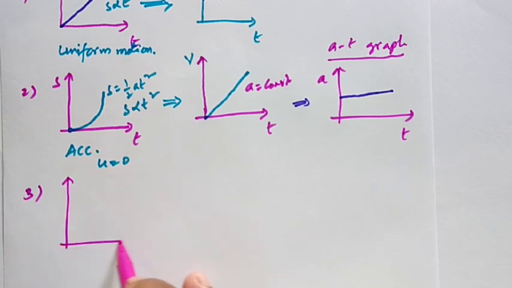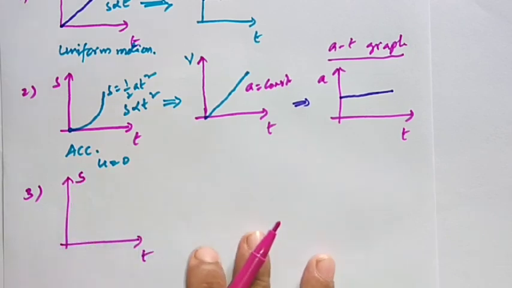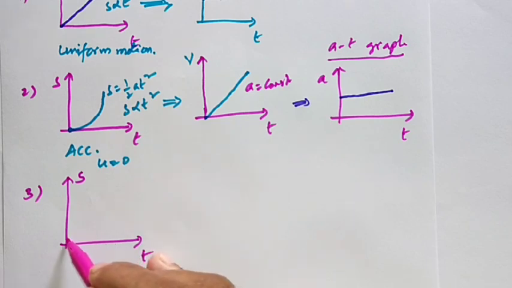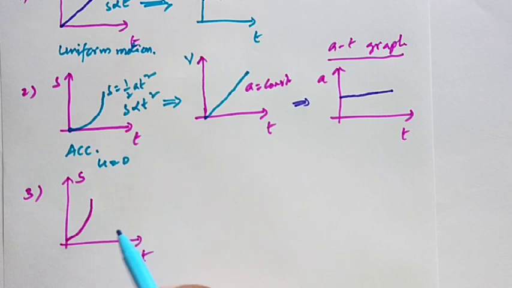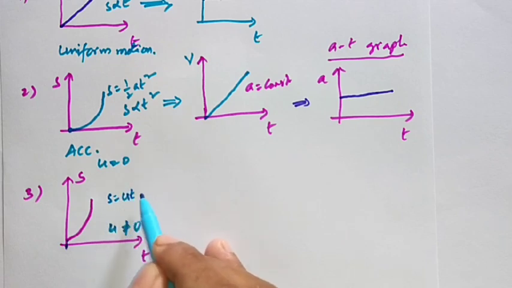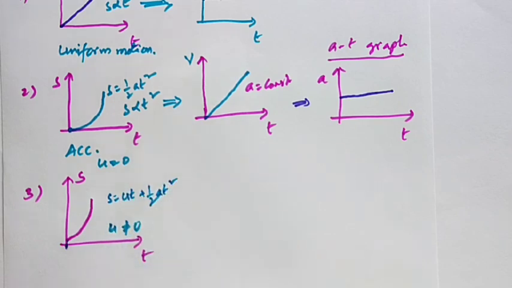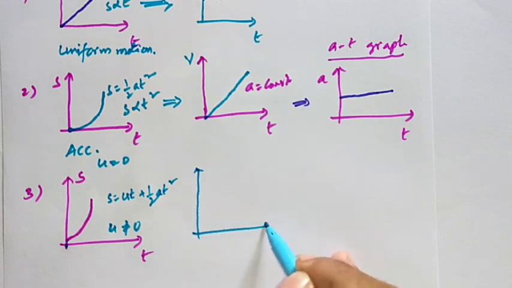Next one, third one, see that? ST graph. Okay, now the ST graph is like this. What is the difference between second one and third one? Here initial velocity is 0, here initial velocity is not equal to 0, because it has some initial displacement. So it is not starting exactly at the origin. So here equation is s is equal to ut plus half at square. Got my point? Yeah. Now how can I draw this in VT graph? How to plot it?